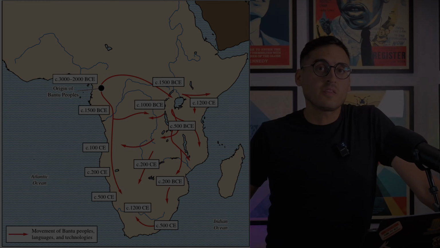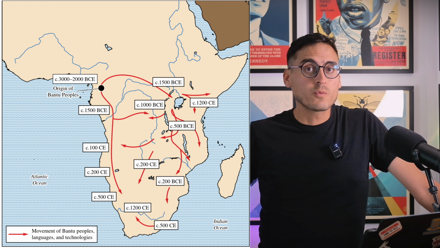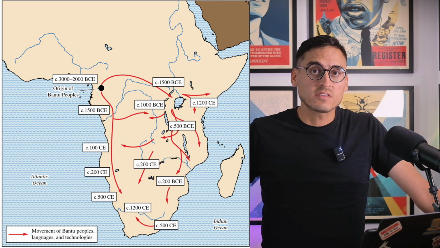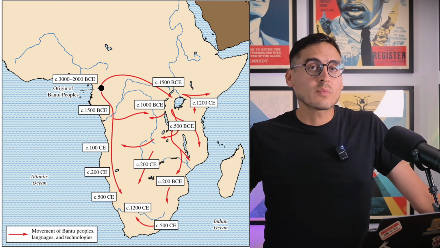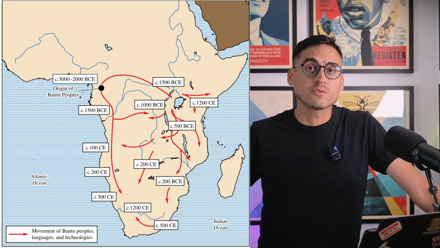From what you can see on the map, the migration isn't completely linear. It starts to go in one direction and it veers off again. And it also happens in waves. It doesn't all happen at once. And it takes about 2,500 to 3,000 years for the migration to be fully complete.